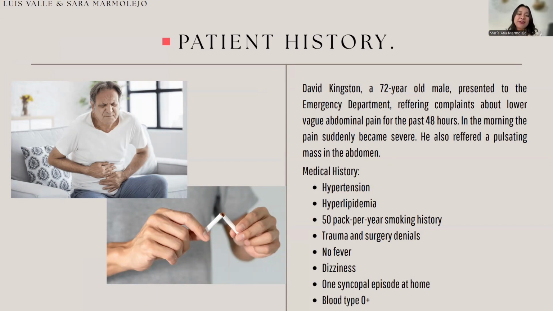His medical history is significant for hypertension, hyperlipidemia, and a 50-year smoking history. He denies trauma or recent surgery. No fever, but he reports dizziness and has had one syncopal episode at home. His blood type is O positive, which we also consider due to the need for blood transfusion.